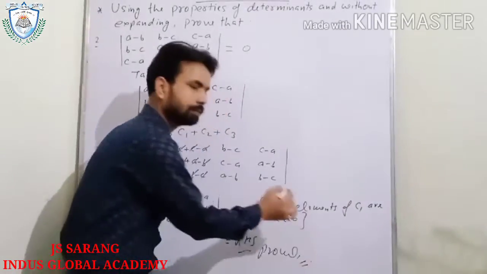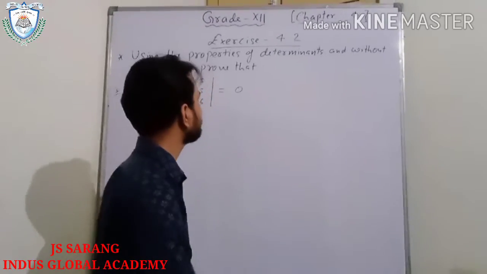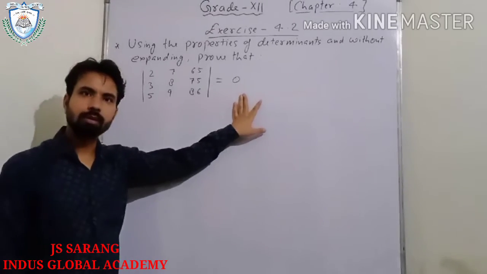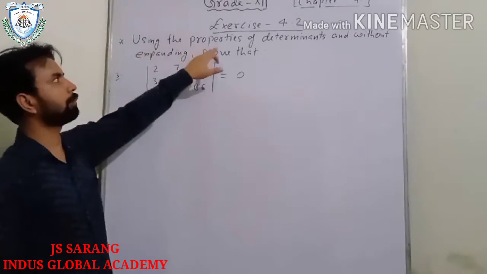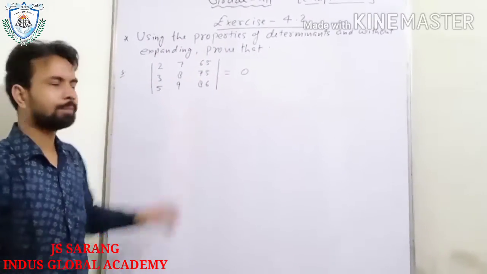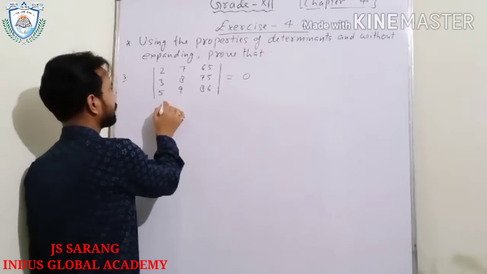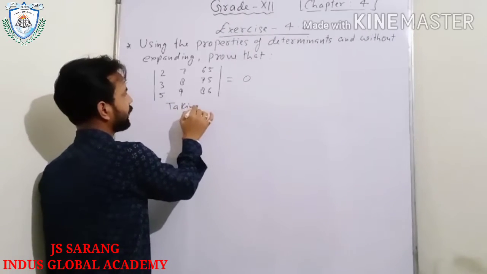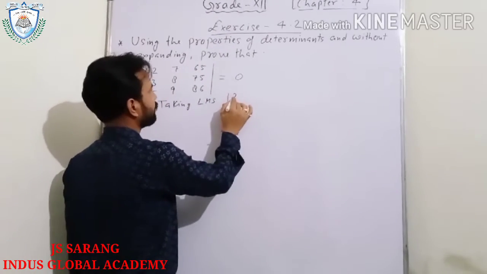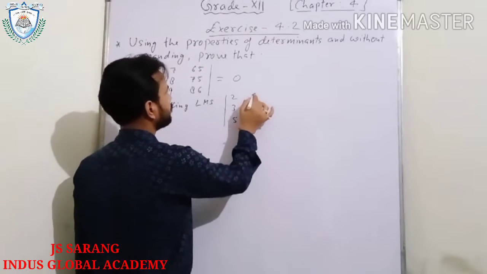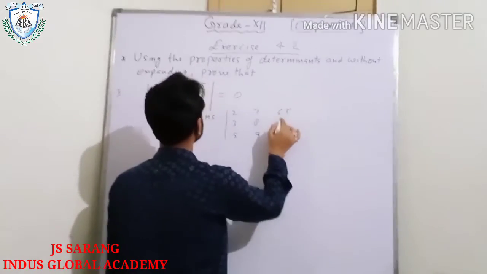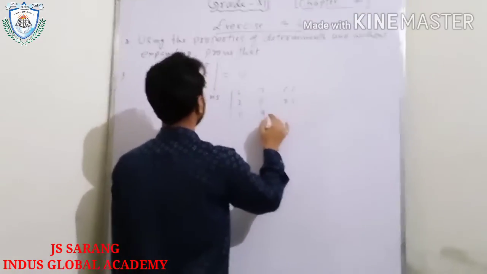Good. Students, our next question is, we have to prove the value of this determinant is equal to 0. Again, by using the properties of determinants, we will not expand this determinant. Is it clear? Okay. So we are taking LHS. Process will remain the same. Our LHS is 2, 3, 5, 7, 8, 9, 65, 75 and 86.